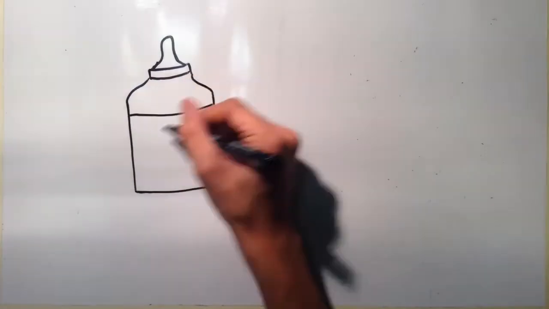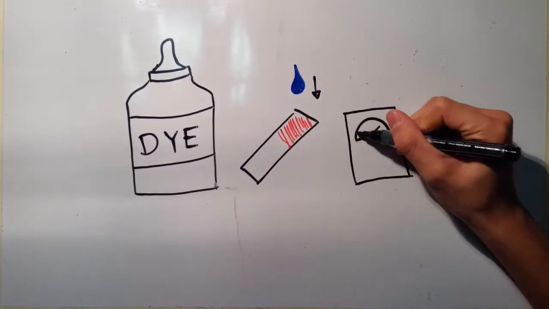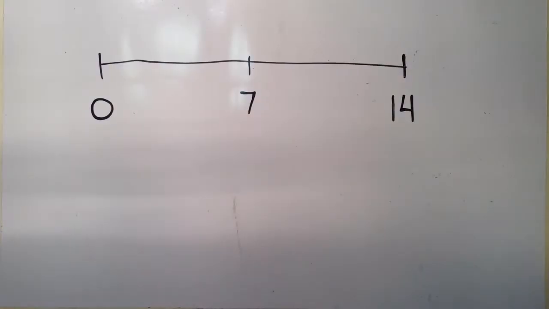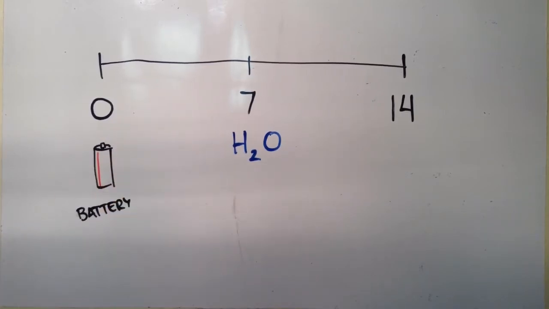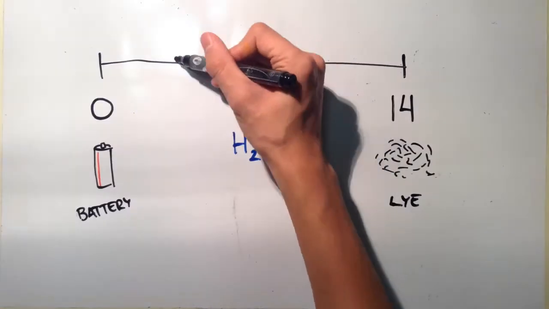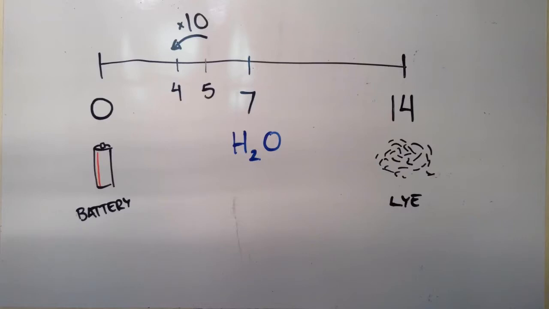pH is measured using various dyes, indicators, and probes, and is rated on a scale from 0 to 14, where 7 is neutral, which can be represented by water, 0 is most acidic, which can be represented by battery acid, and 14 is the most basic, which can be represented by lye. Because this scale is logarithmic, a solution with a pH of 4 is 10 times more acidic than one with a pH of 5. Therefore, the method of calculating pH when the molar concentration of hydrogen is given is pH equals the negative of log times the concentration of hydrogen.